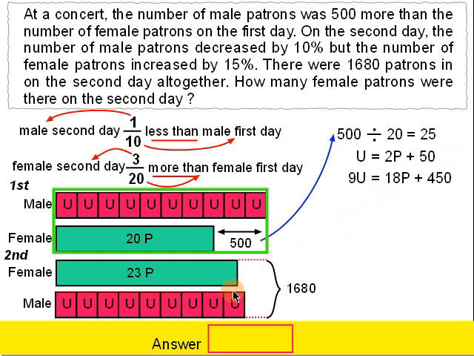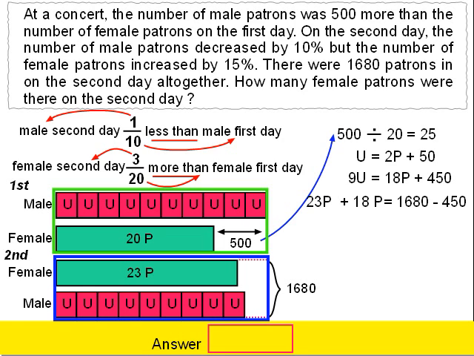Alright, next, we convert it into 9 units. Why? Because we want to compare it to the model downstairs. The model downstairs is having male as 9 units. Alright, so we multiply units by 9. So 1 unit is equal to 2p plus 50. Therefore, 9 units is equal to 18p plus 450. Okay. Then, by looking at the number of male and female on the second day, now we have a total of 23p plus 18p plus 450, which is equal to 1680.